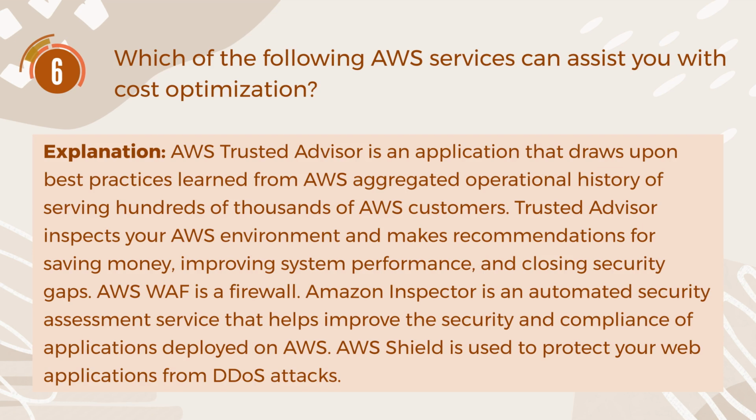AWS WAF is a firewall. Amazon Inspector is an automated security assessment service that helps improve the security and compliance of applications deployed on AWS. AWS Shield is used to protect your web applications from distributed denial of service (DDoS) attacks.